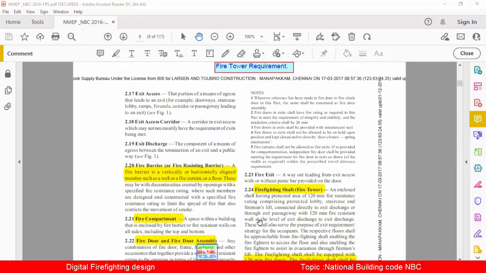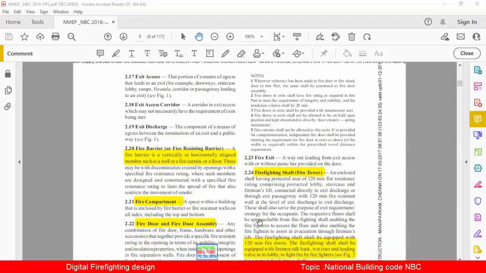Fire tower. Anyone know what is fire tower? Sir, fire tower is a fire shaft. Fire shaft, sir. Refuge area, as we call it, sir. No, refuge is different. This is different. Okay, I'll tell you.